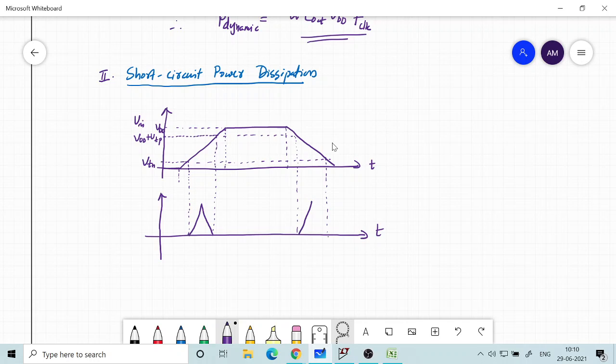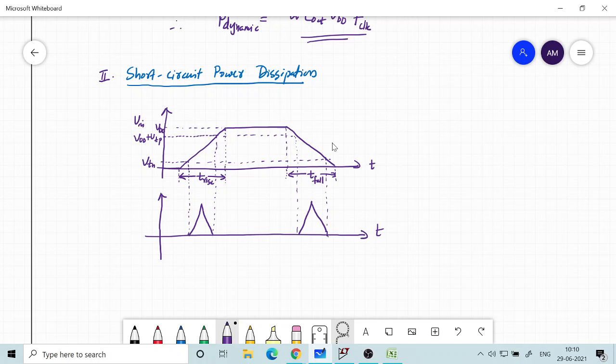Similar triangle here also. Now if we have the same rise time and fall time for the input, T rise, this is for the input, not for the inverter. For the inverter it will be much less. Here we are operating at a much slower rate in order to take out this effect clearly. So this is also for the input.